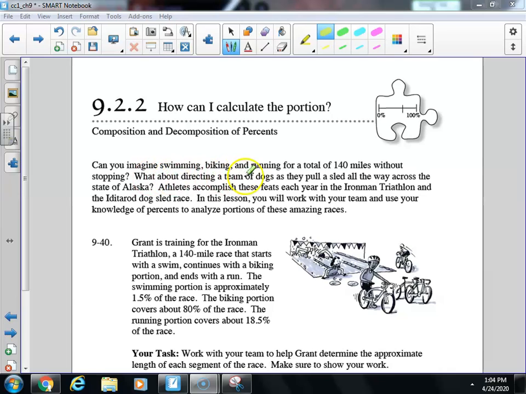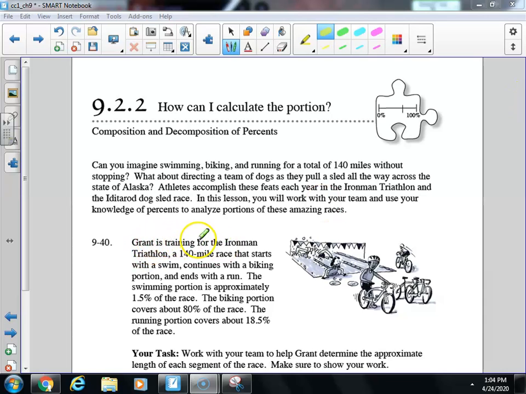stopping? What about directing a team of dogs as they sled all the way across the state of Alaska? Athletes accomplish these feats each year in the Ironman Triathlon and the Iditarod Dog Sled Race. In this lesson, you work with your team and use your knowledge of percents to analyze portions of these amazing races. So first problem, question 40.